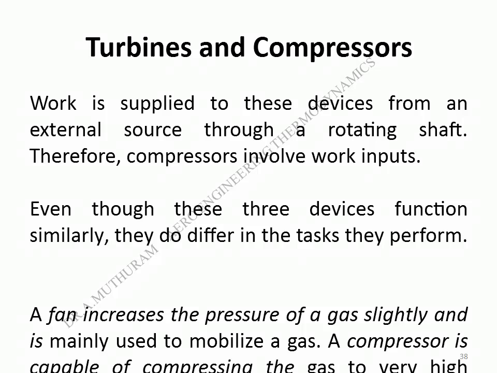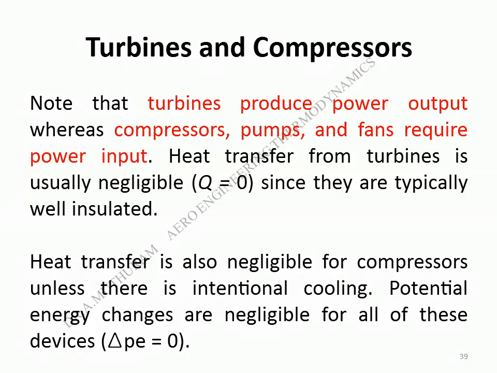Even though these three devices function similarly, they do differ in the tasks they perform. A fan increases the pressure of a gas slightly and is mainly used to mobilize a gas. A compressor is capable of compressing the gas to very high pressures. Pumps work very much like compressors except that they handle liquids instead of gases. Note that turbines produce power output, whereas compressors, pumps, and fans require power input.